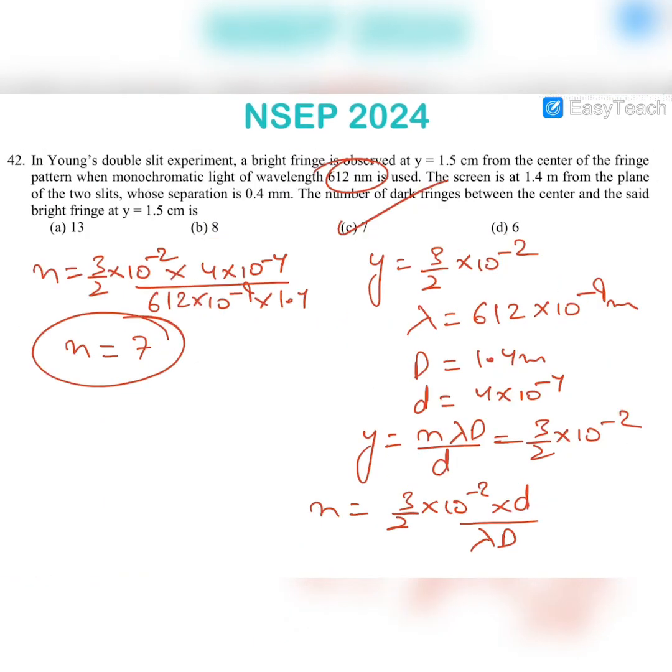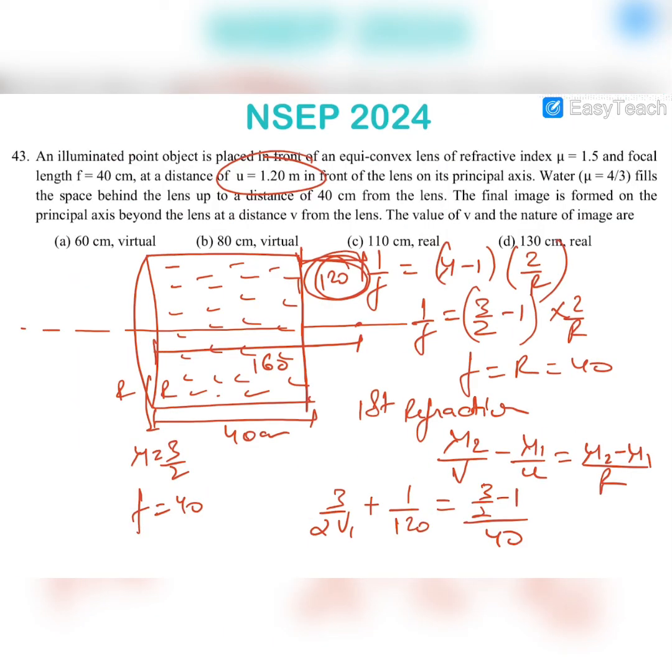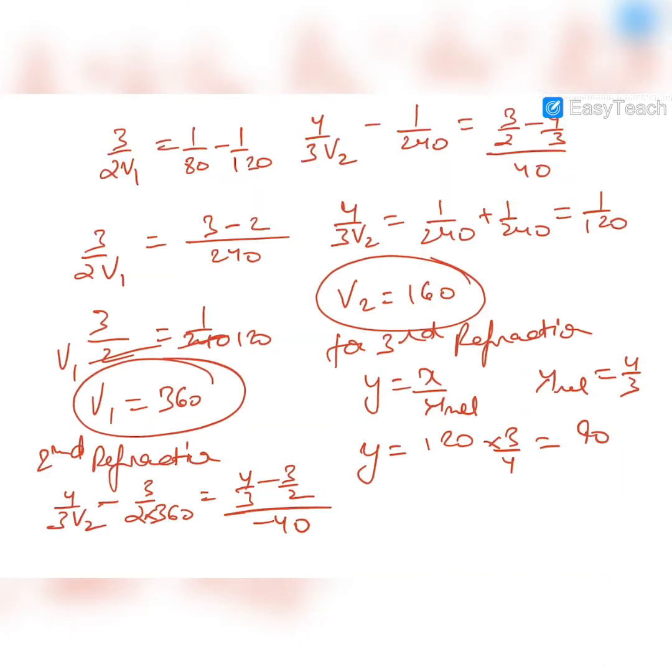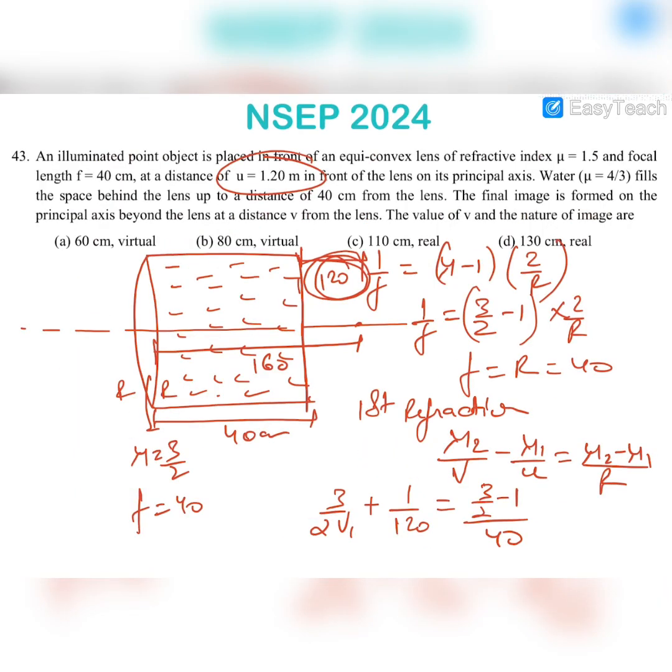But 90 is its distance from this surface. So from the lens it would be 90 plus 40. So the final image from the lens is 130, and it is a real image because rays are actually moving in this direction and the image is being formed in this direction. So this will be the real image. So the correct answer will be D. Now let us move on to the next question.